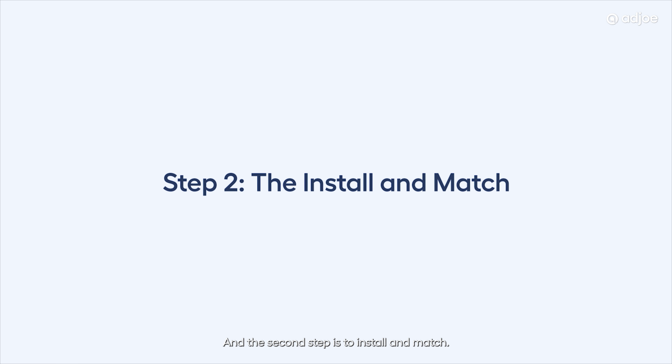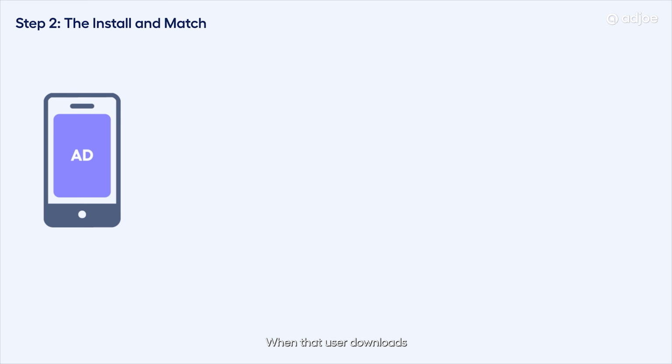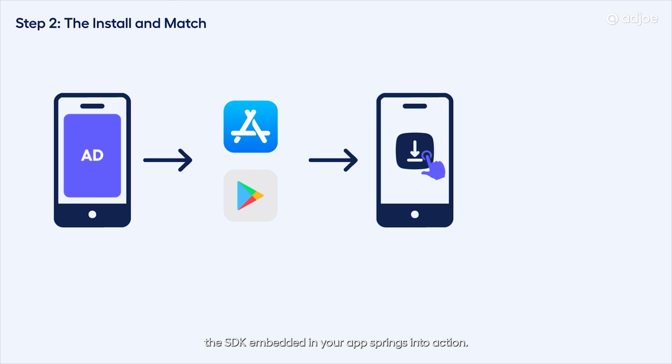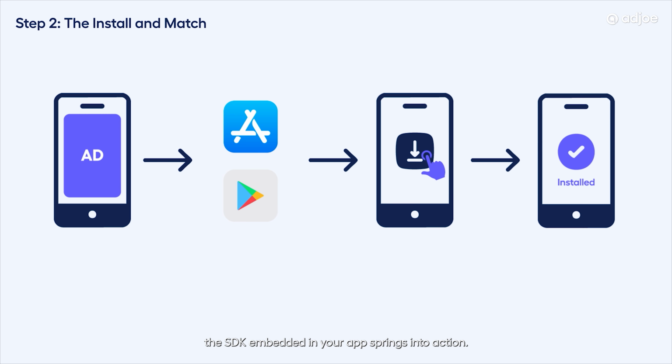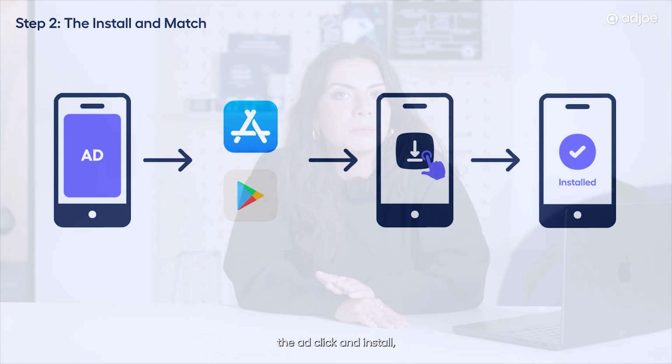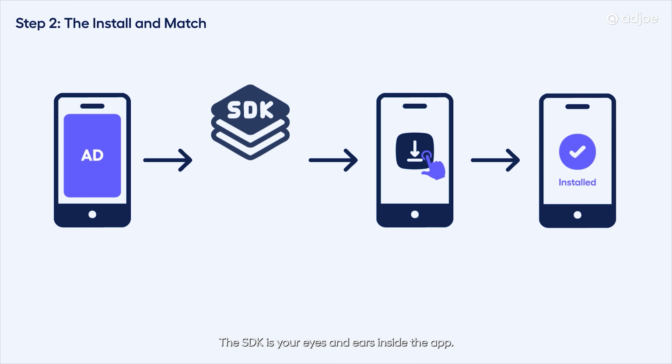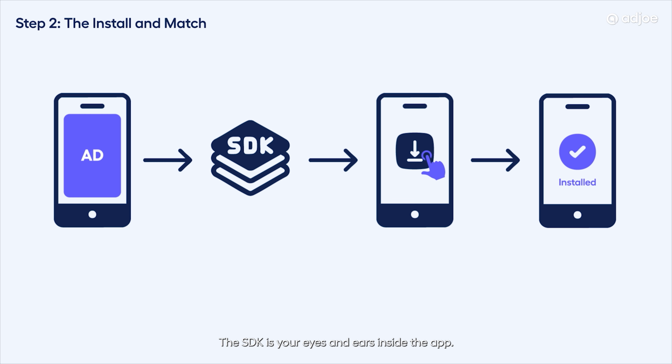And the second step is the install and match. When that user downloads and opens your app for the first time, the SDK embedded in your app springs into action. Why do you need an SDK in your app? Because the App Store sits between the ad click and install. Google Play and the App Store don't automatically tell you which ad led to each download. The SDK is your eyes and ears inside the app. It reports back: this device just installed, so the attribution system can match it with the earlier ad interactions.